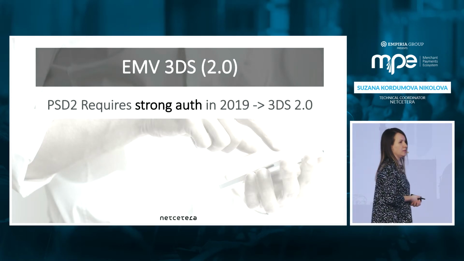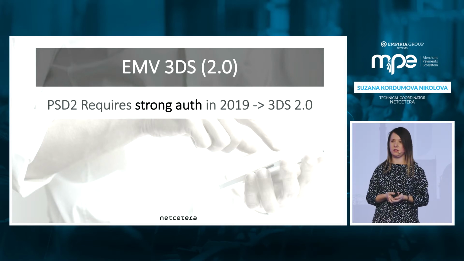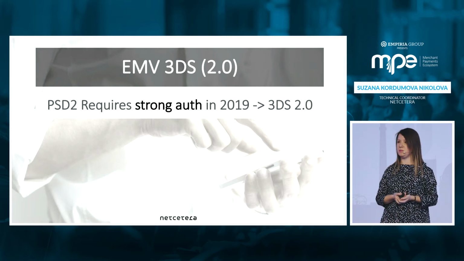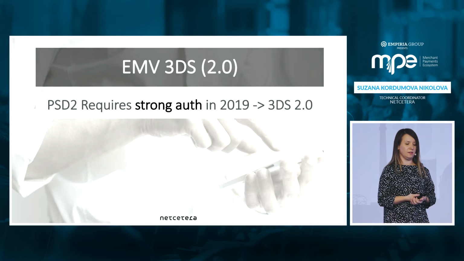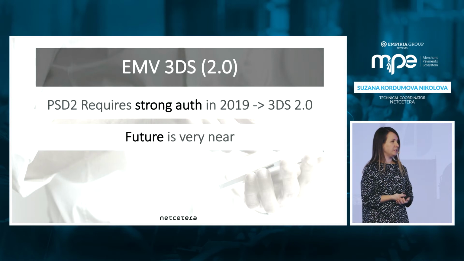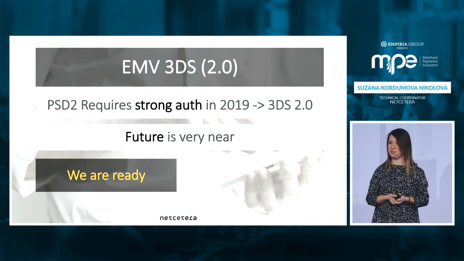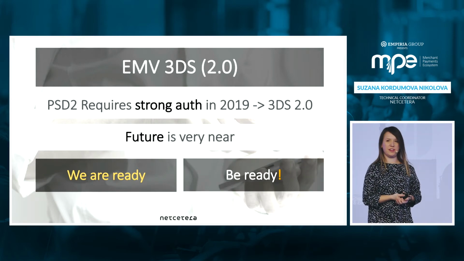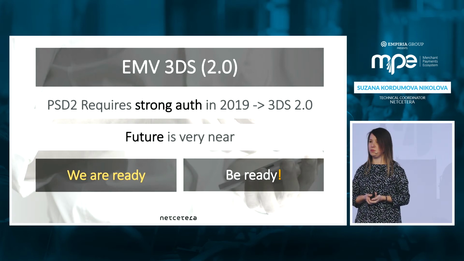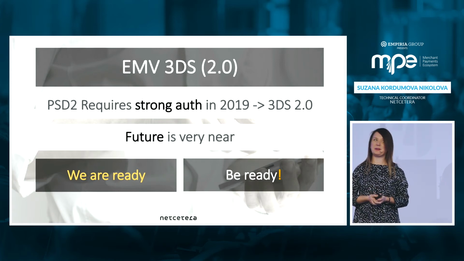This was also mentioned this morning in the keynote: PSD2 requires strong authentication by September 2019, and 3DS is at the moment the only technology that can achieve this. So this means the future is very near. We are already in 2019, and we at Netcetera are ready for it. We can also help you be ready as well. If you haven't thought of strong authentication and how to be compliant with these requirements, you should start thinking about it now.